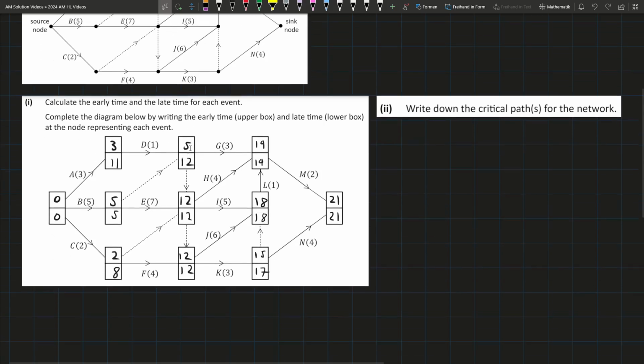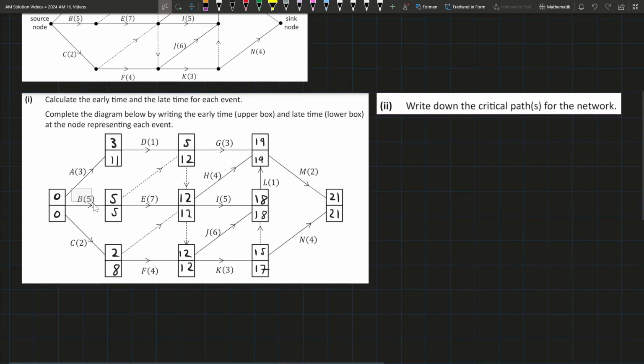Then we have to write down the critical path. So there's only one critical path, because here, this can't be delayed at all. This can't be delayed at all. This one can be delayed, so I made a mistake when I was doing this by myself for the first time. This can be delayed, so this isn't a critical path.